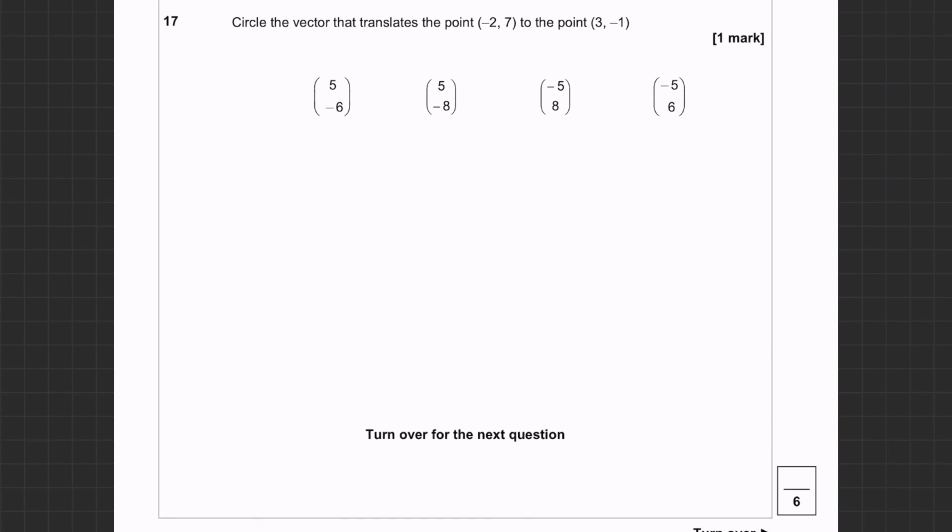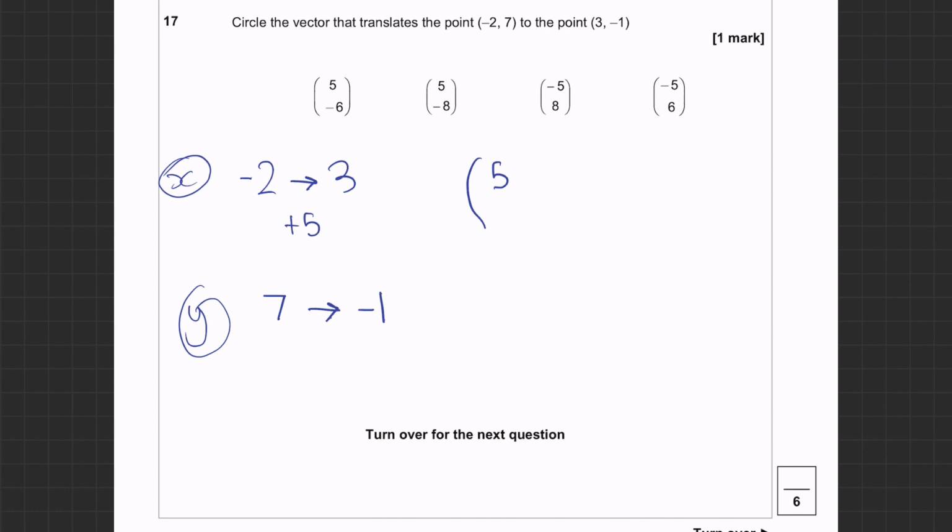17 is quite a nice one. Circle the vector that translates the point -2, 7 to the point 3, -1. Well, focusing on the x values, we've got -2, and that translates to 3. You add 5 for this, so we know we're going to have 5. And for the y values, it starts at 7, and it translates to -1, which to go from 7 to -1, you take away 8, so -8. So therefore it must be this vector.